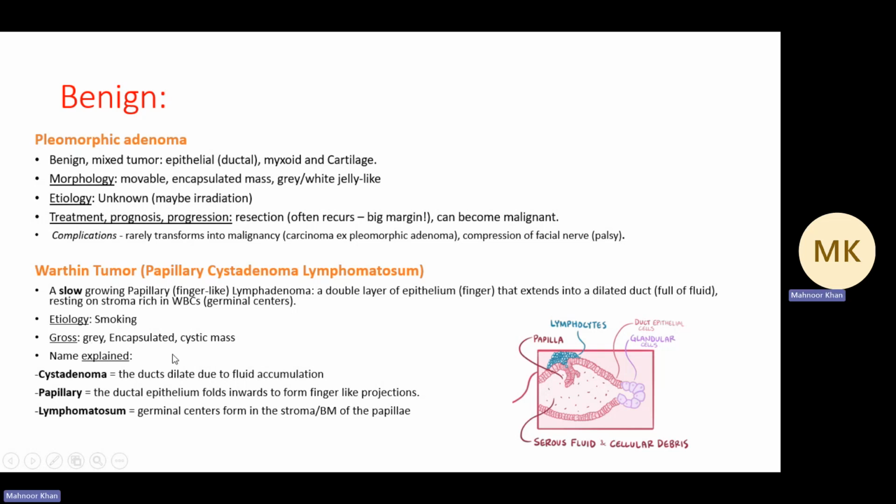It is very commonly seen in smokers. It looks like a gray, encapsulated, cystic mass to the naked eye. Like I said, if you remember the name, you sort of remember everything about the tumor. The name explains it: cystadenoma, the ducts will dilate due to fluid accumulation, like you can see here. Papillary, the ductal epithelium folds inwards to form finger-like projections, like here. So basically, if you remember this picture, you also remember the tumor.